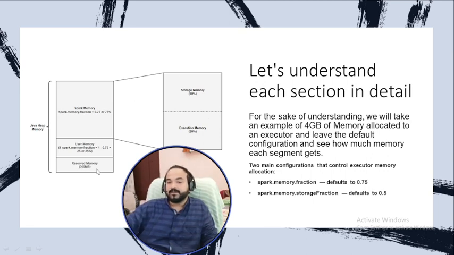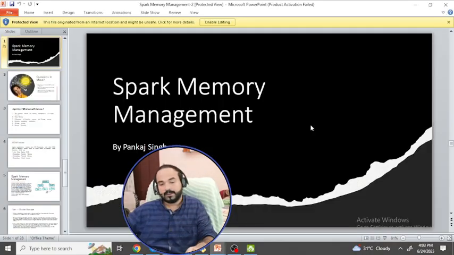Here you can see reserve memory is 300 MB, allocated by default from the Java heap memory, and user memory is 1 minus the Spark memory fraction, which is 25%. Then this Spark memory is divided into 50% used by storage memory and 50% used by execution memory. Spark memory fraction default is 0.75. And Spark memory storage fraction defaults to 0.5, which means this is 0.5 and this is also 0.5. For the sake of discussion, we are taking 4 GB memory and looking at how we divide it.